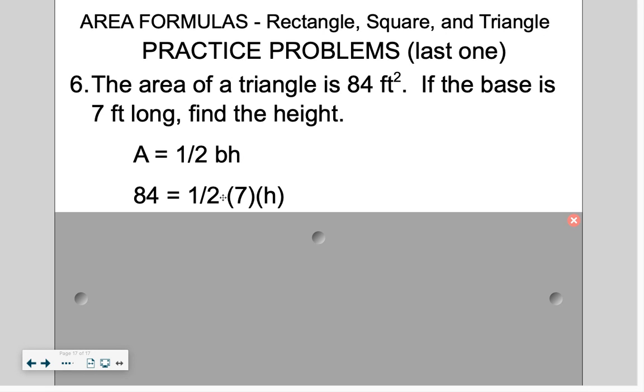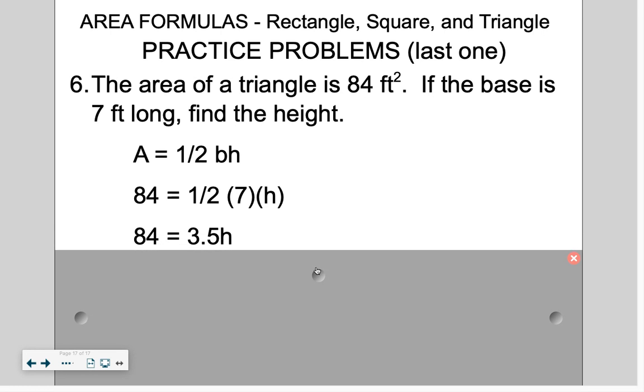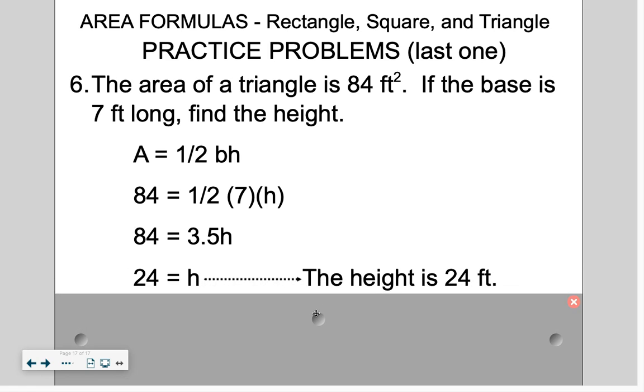So being as that we have the base, I'm going to take half of the base. So half of 7 is 3.5. Now it means 3.5 times something gets us 84. Well, if you divide by 3.5 on both sides, you should get 24, meaning the height is 24 feet.